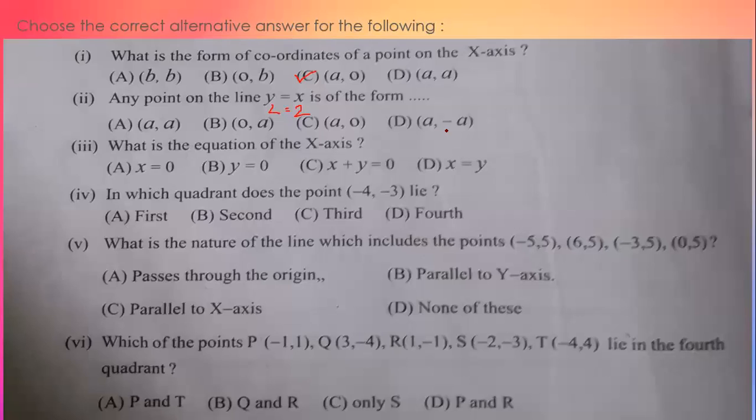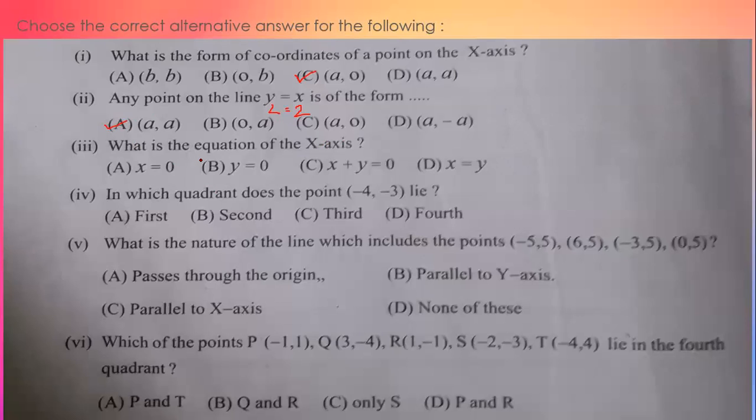Here a comma minus a means the x coordinate is positive and the y coordinate is negative. So B, C, D is not the correct answer. The correct answer is a comma a, because both the coordinates here are the same, a and a. Let us find the third one.